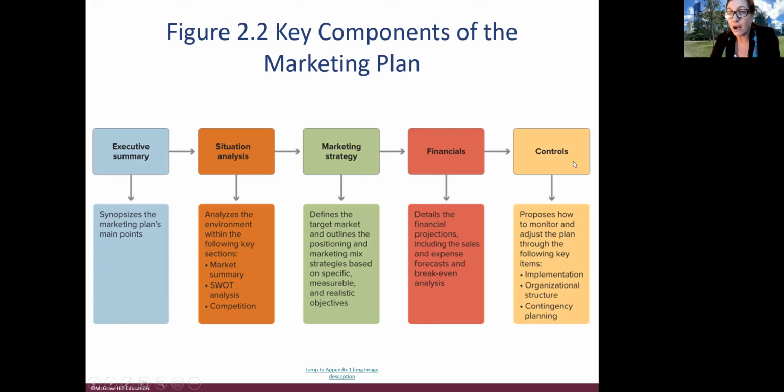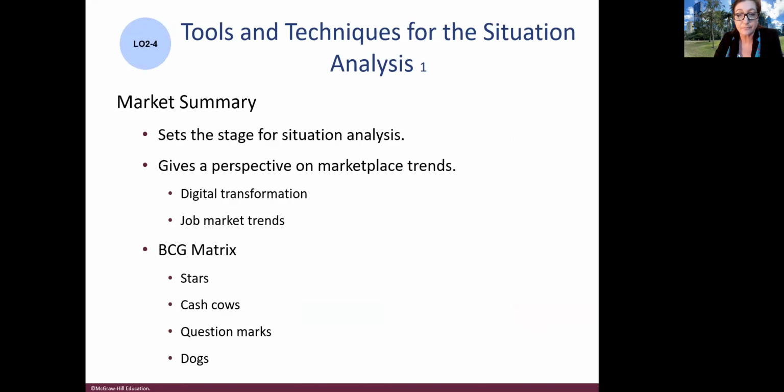Now at the back end, ideally, you want to have an evaluation and control component to your marketing plan. And this is where you, the astute marketer, are deliberately tracking your efforts, your marketing communications, your analysis, to make sure that you and your brand and your product and your organization are on track to achieve the marketing goals that you have stated in the marketing plan. If not, you need to adjust, right? So that's the control mechanism.